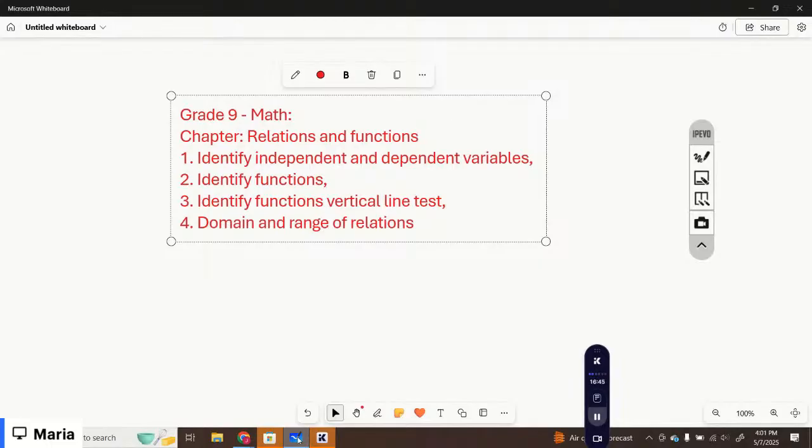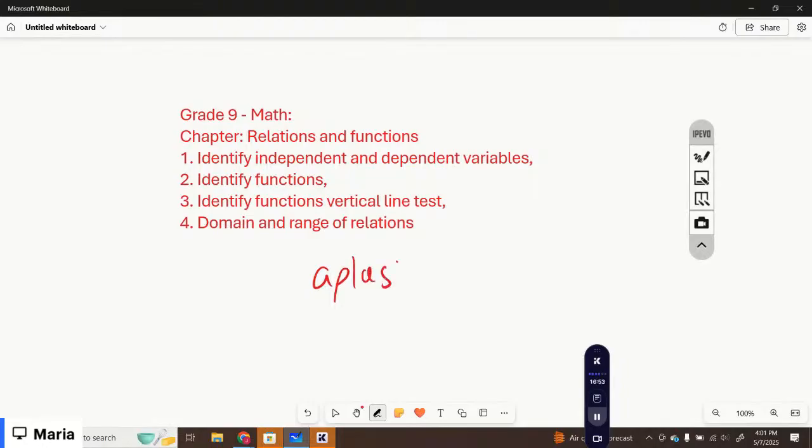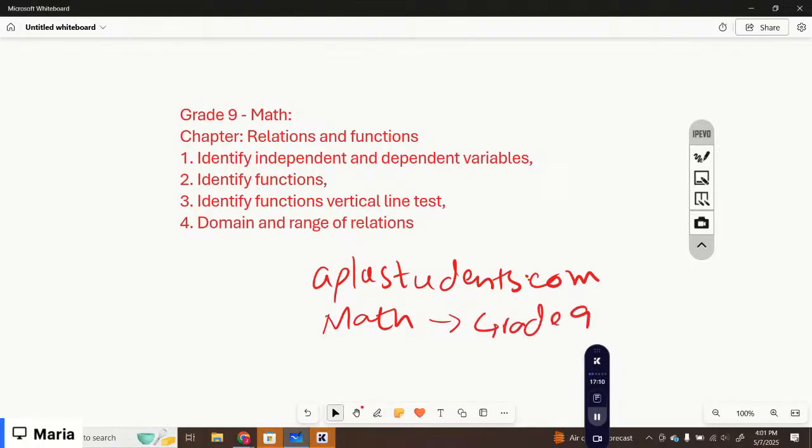You can find all the lessons on requeststudents.com. You have to log in there using your email address and password as provided by the administrator. Then you have to select math from the subject tab, scroll down to grade 9 math, and then click on view all lessons. There you can find a list of the chapters.